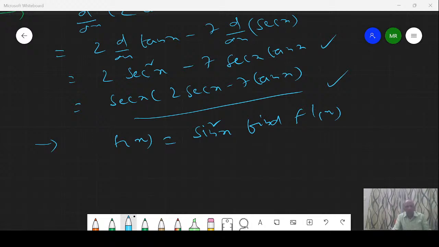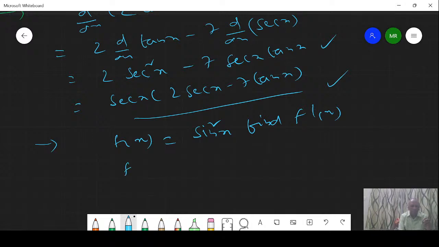They are given f of x equal to sin square x. Find f dash of x. They are asking to find f dash of x. When they are asking f dash of x, you can see now, in this problem, they are given like this.